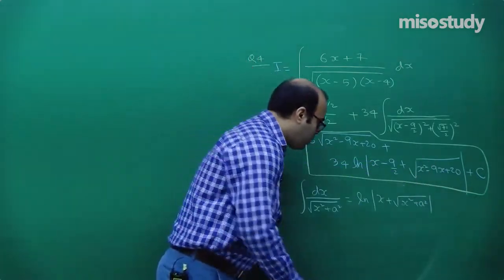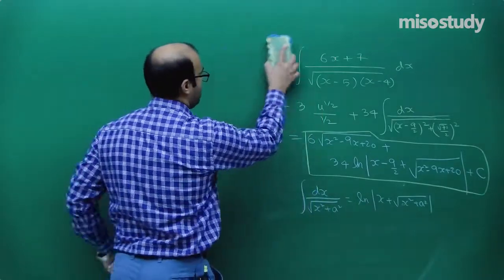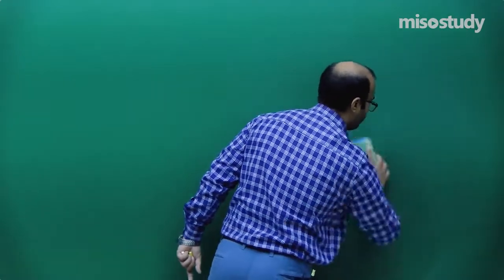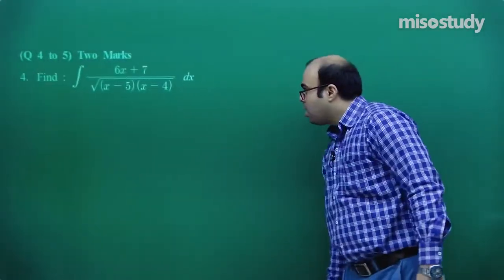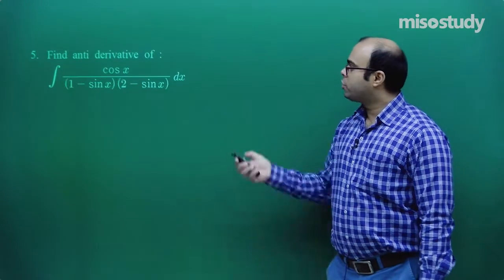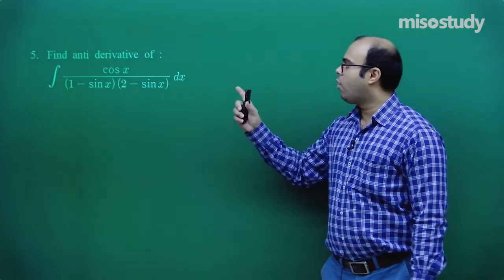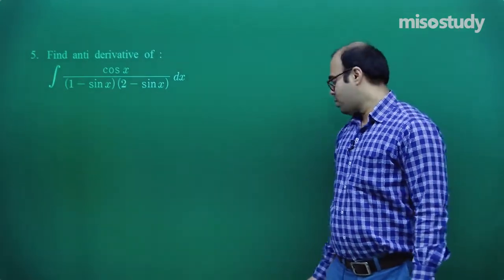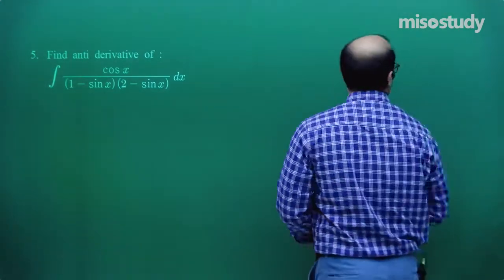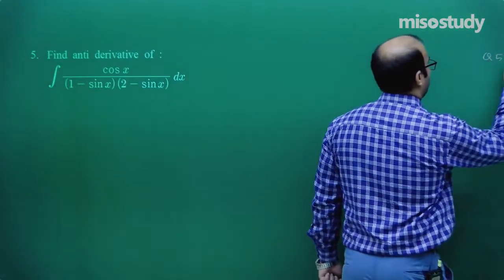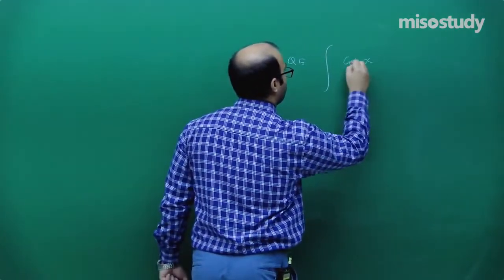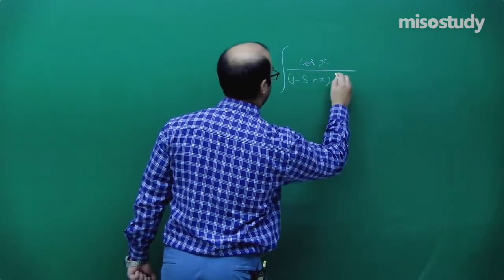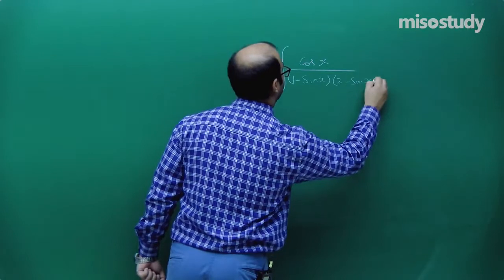So, this is the fourth question, which is of 2 marks. Now, we will come to the fifth question. The fifth question is to find the antiderivative of cos x by 1 minus sin x into 2 minus sin x. It is also a 2 marks question. So, in this question, cos x by 1 minus sin x into 2 minus sin x is given to us.